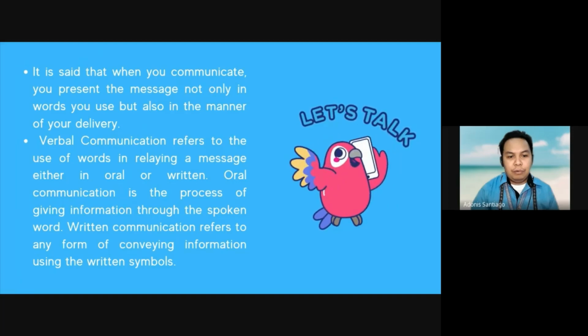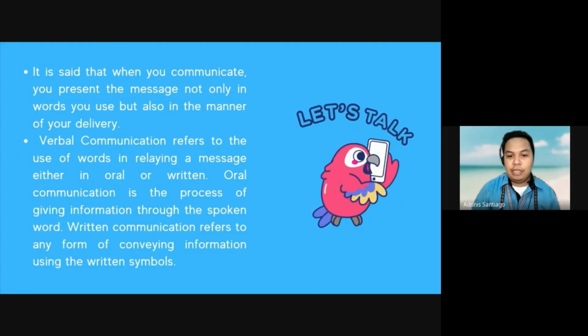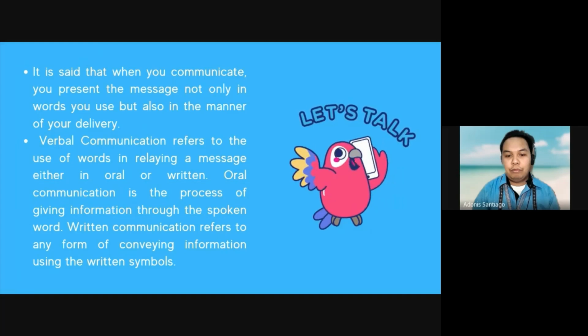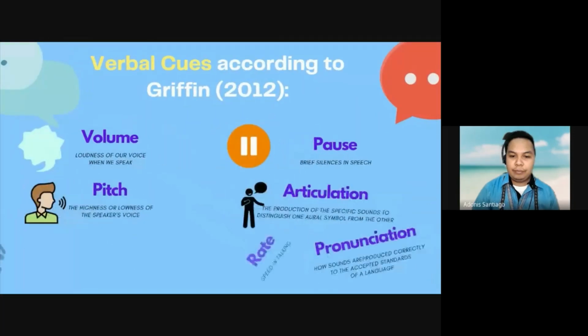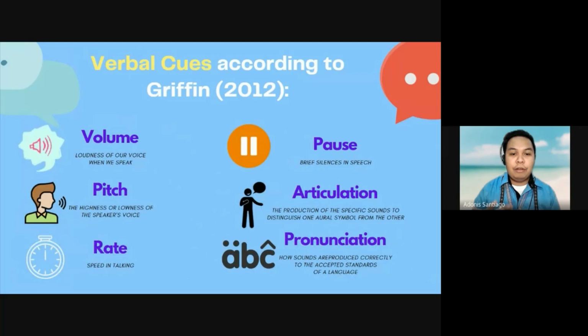Now, furthermore, verbal communication refers to the use of words in relaying a message, either in oral or written ways. Oral communication is the process of giving information through spoken words. Written communication refers to any form of conveying information using written symbols. Now, to talk about this further, we have these verbal cues according to Griffin in 2012.